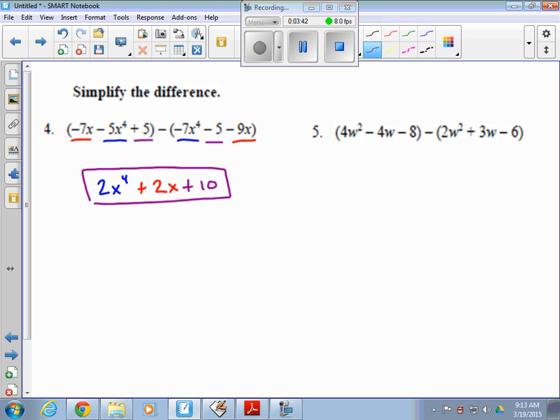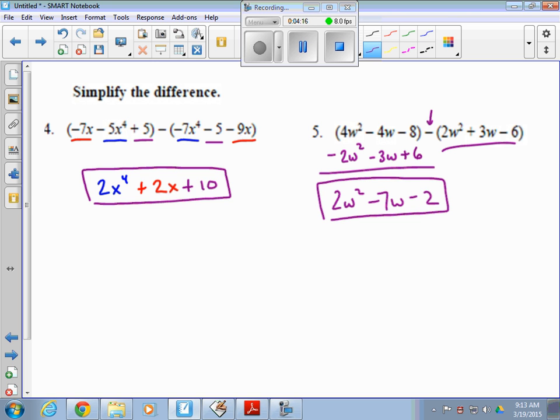Again, since it says minus in the middle, all of the signs in the second one are going to change. So instead of positive 2w squared, negative 2w squared. Instead of positive 3w, negative 3w. Instead of negative 6, positive 6. So now just combine those. 4w squared and negative 2w squared is 2w squared. Negative 4w and negative 3w is negative 7w. And negative 8 and positive 6 is negative 2. Again, that's the horizontal and the vertical method.